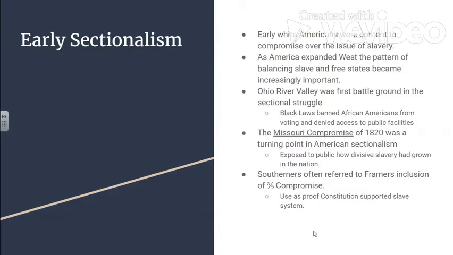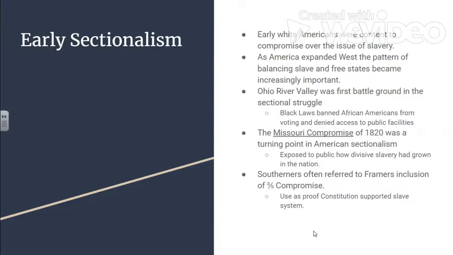And as the United States expands west, as we start to gain more territory from the Louisiana Purchase and then later from the Mexican Cession, the issue of slavery continues to play a more prominent role in American politics, in social circles, and certainly in the economy. The first struggle that we have is in the Ohio River Valley, and that becomes the first battleground, setting the stage for what's going to follow later.